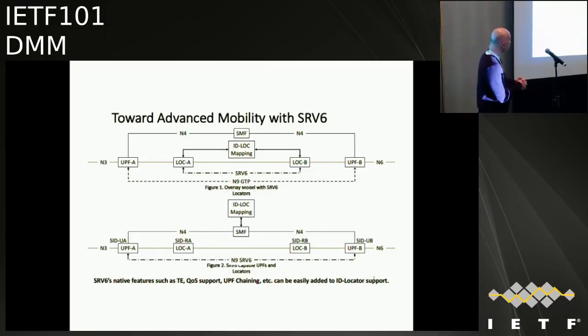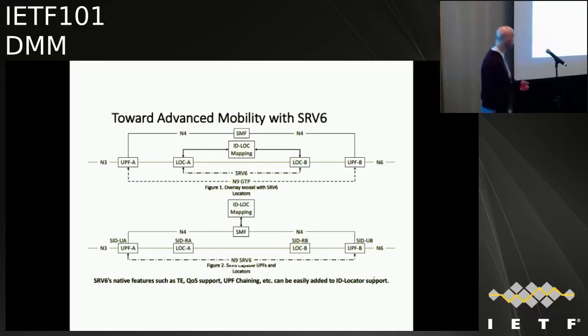So all these that I told you about can be achieved with SRv6 without making too many changes to the control plane. Now we want to go toward advanced mobility with SRv6. These are things like fixed mobile convergence. What we can do here is look into a mode of operation where we use some sort of ID-locator architecture in conjunction with SRv6 to provide advanced mobility and fixed mobile convergence.